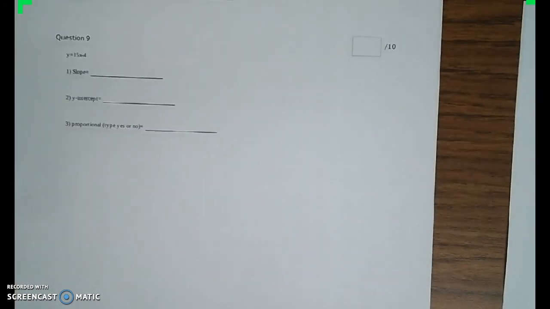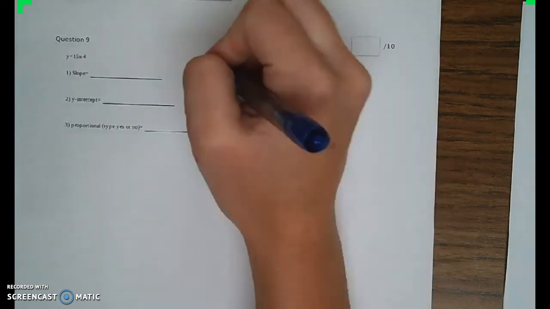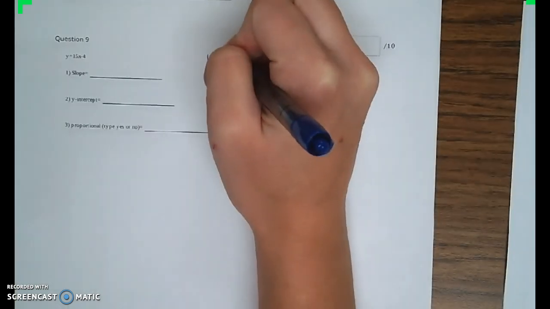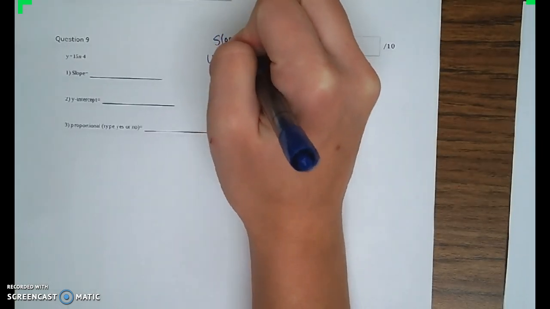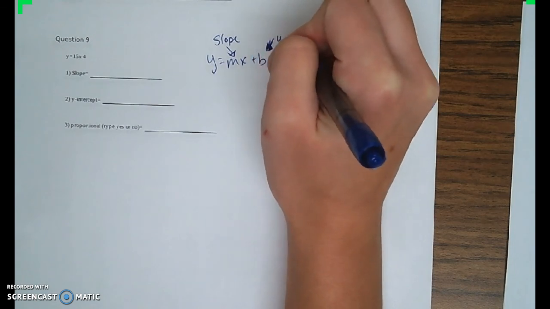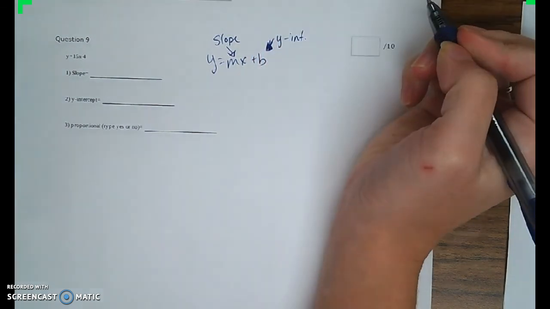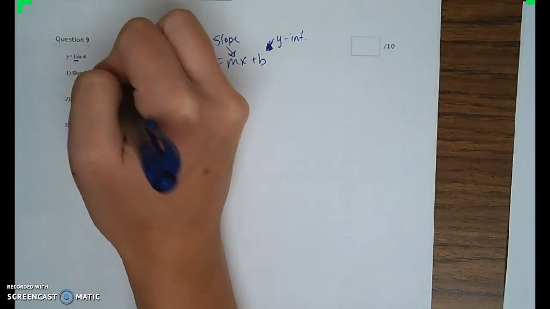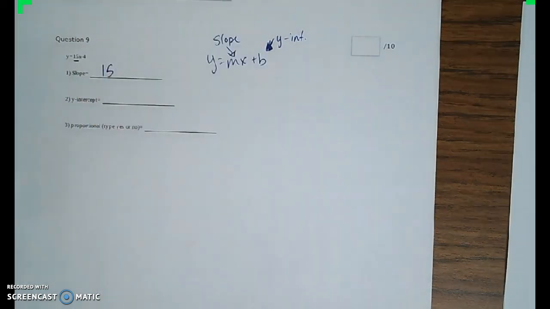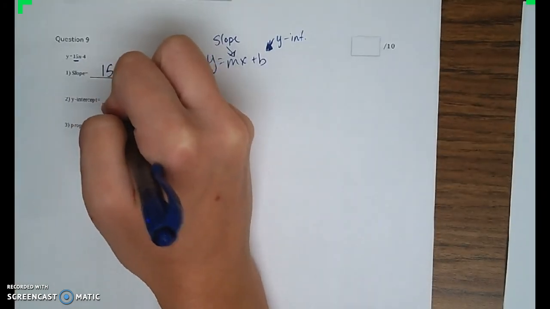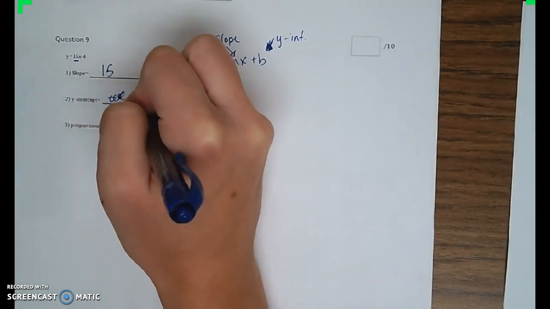Now on number 9, we have a question that has a line in slope-intercept form, which remember is y equals mx plus b, where m is our slope and b is our y-intercept. So my slope here, I just need to identify it, is going to be 15. My y-intercept, remember, you have to look at if it's being added or subtracted. In this case, it's being subtracted, so that means my y-intercept is a -4.